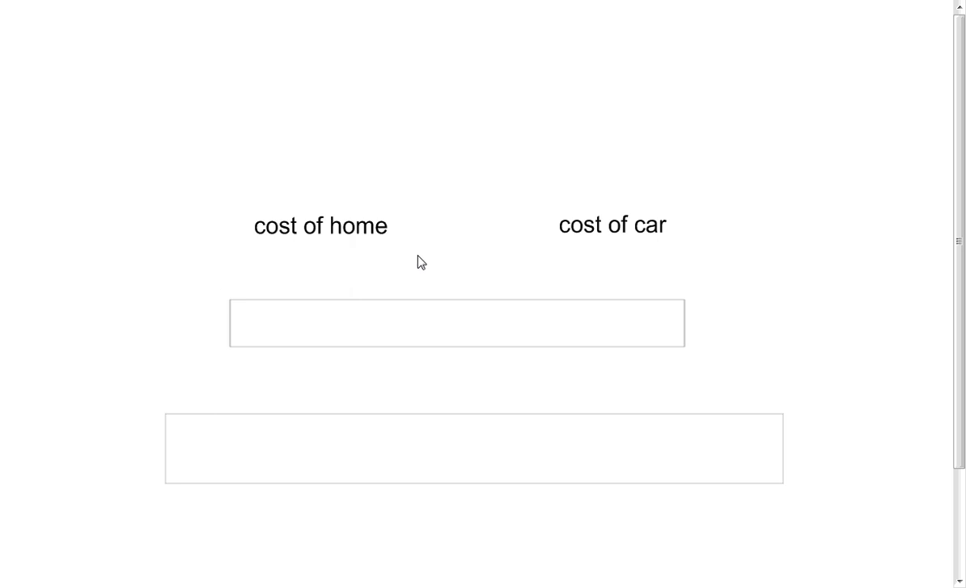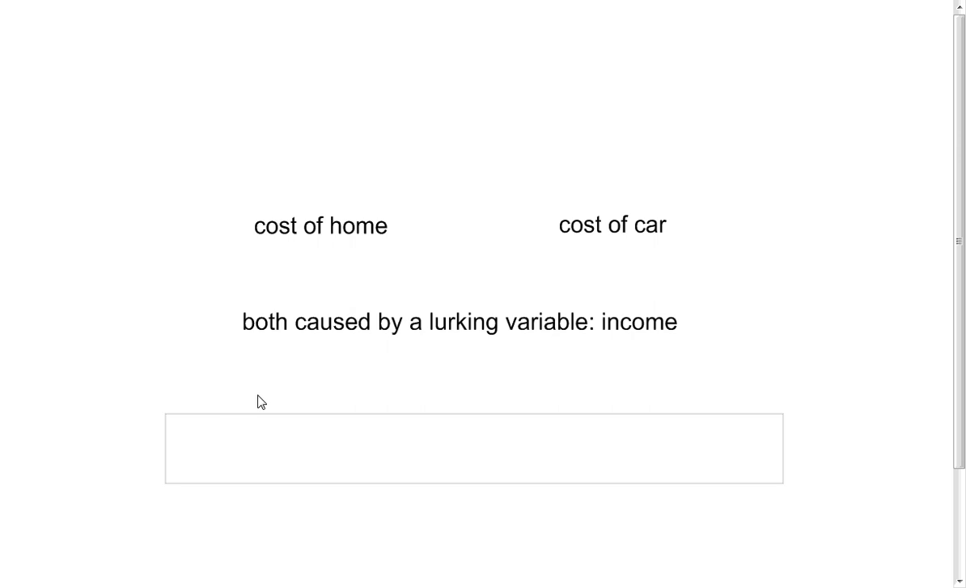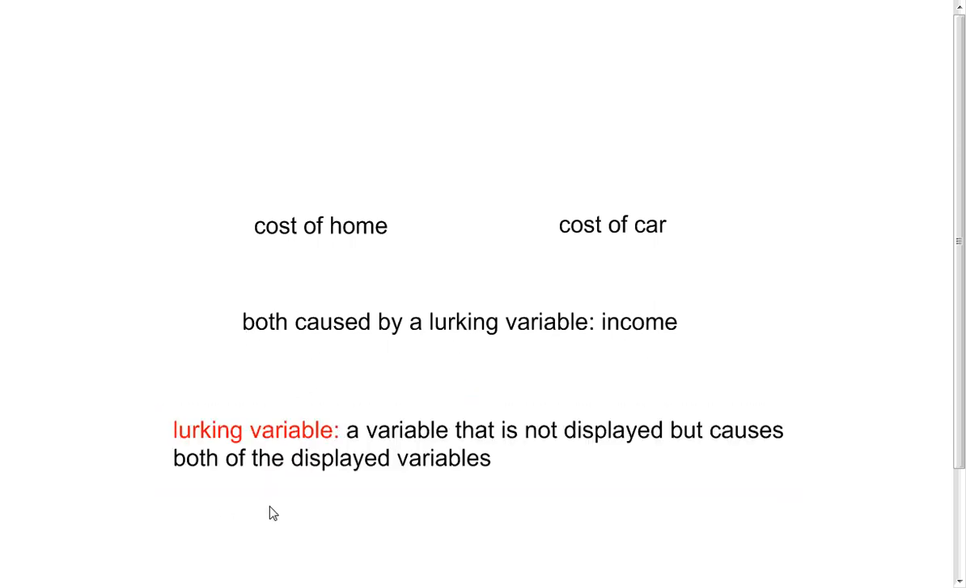This is one of those situations where neither of them really causes the other. In fact, there is a third variable, income, that probably can explain both. And whenever you have something behind the scenes that's not in the original thing you're talking about, such as income here, we call that a lurking variable. The definition of a lurking variable is a variable that is not displayed, but causes or explains both of the displayed variables. Here you can see income explains the cost of a home and the cost of a car, even though they don't necessarily explain each other.